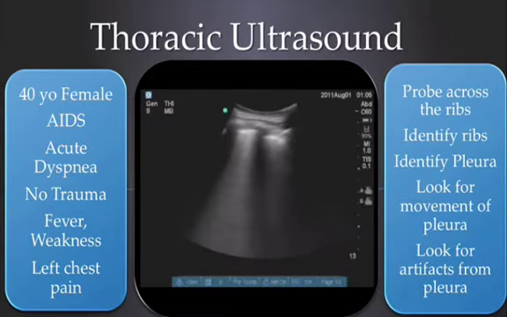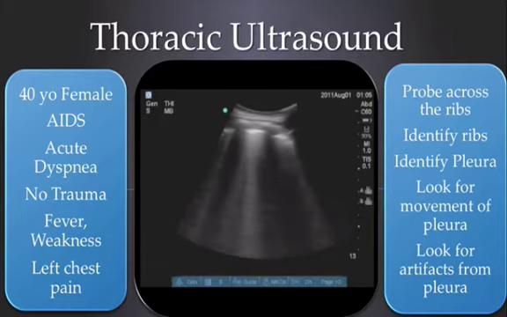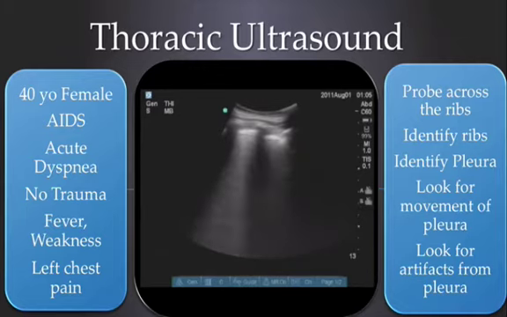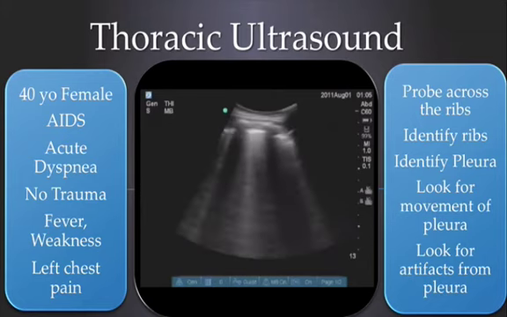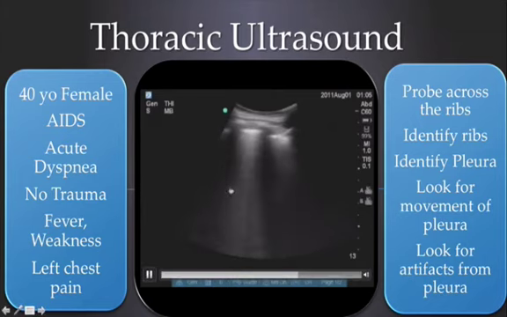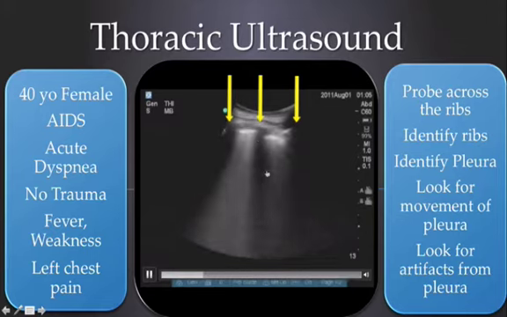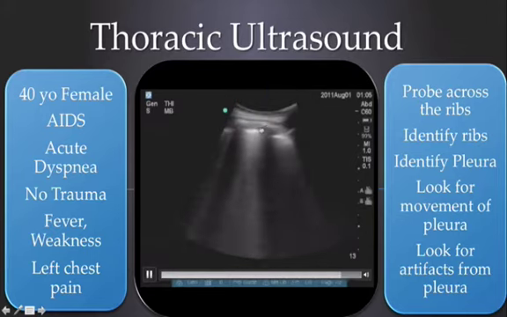40-year-old female comes in. She's got AIDS, acute dyspnea, no trauma, fever, weakness, left-sided chest pain. Very similar as before. Let's see if we can identify what's going on with this patient using our systematic approach. So we put our probe across the ribs. Here's our rib. We have shadow. We identify the ribs. We identify the pleura. Here's the pleura. And we look to see if it's moving.